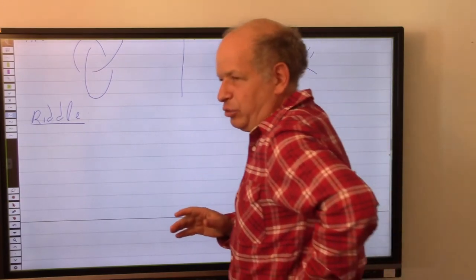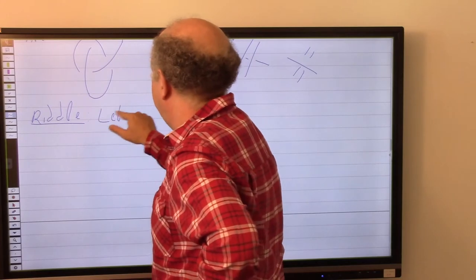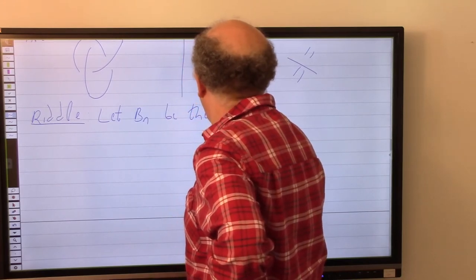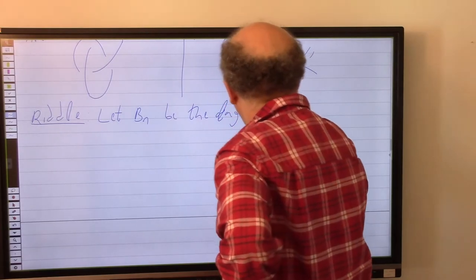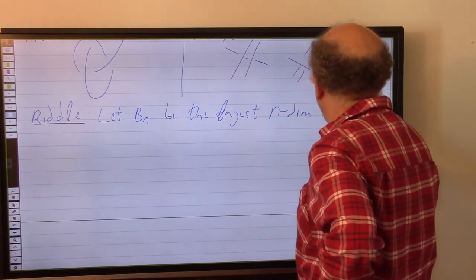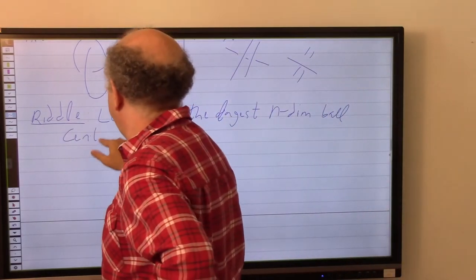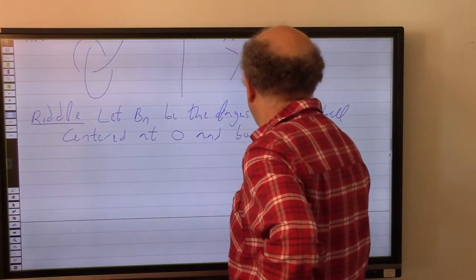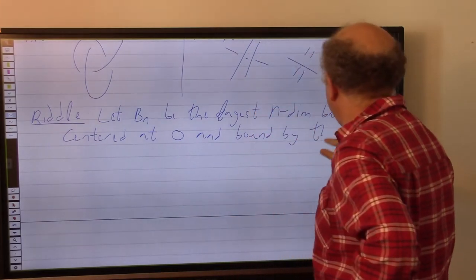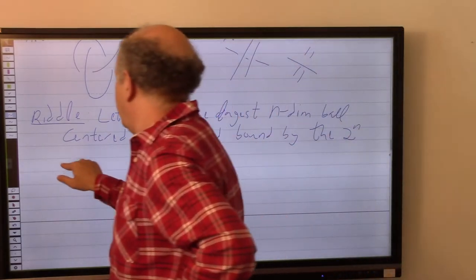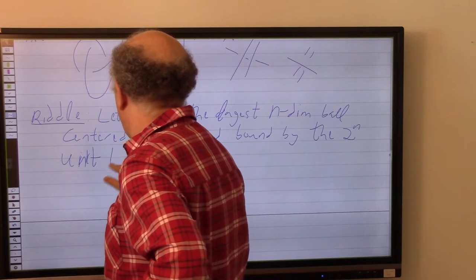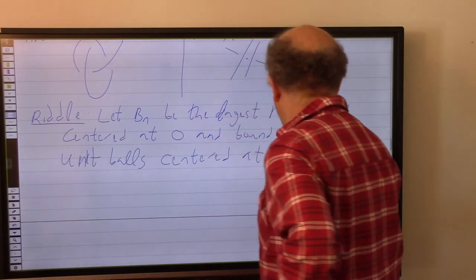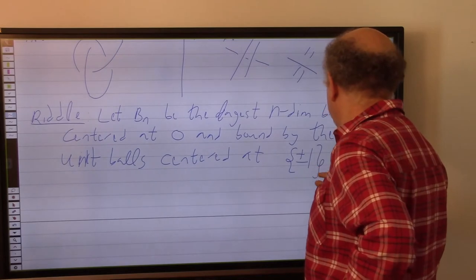Okay, so I'm going to define two sets. So let Bn be the largest n-dimensional ball centered at zero and bound by the 2 to the n unit balls centered at the points plus or minus 1 to the power n.